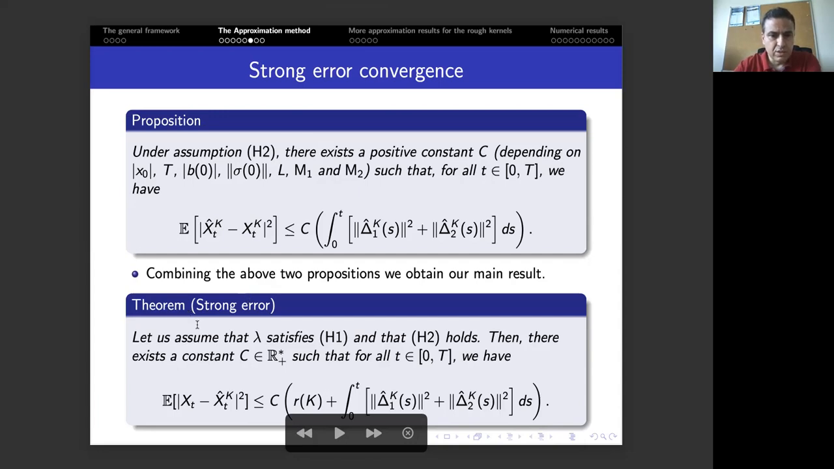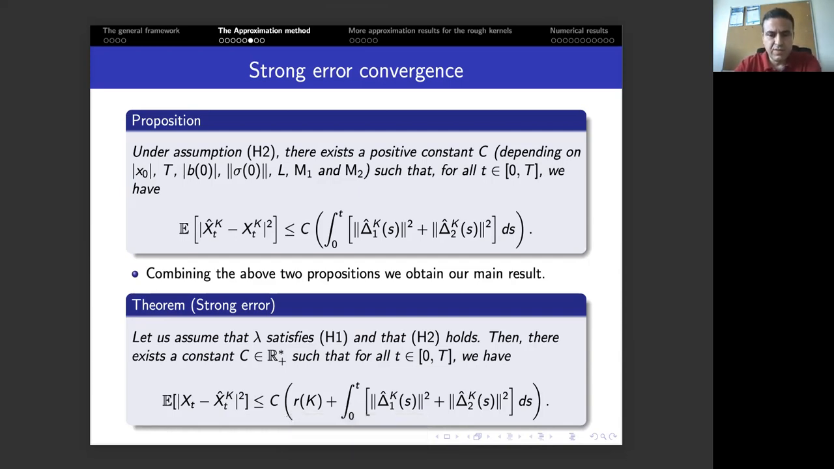Then, if we combine both results, using the two source terms for the error, we get the strong error theorem here. So if we assume that the measure lambda satisfies assumptions H1 and H2, then we are able to have an upper bound for the strong error between our original stochastic Volterra equation and our approximation of the truncated stochastic Volterra equation. So our strong error here behaves like L of k plus this upper bound that depends on delta hat 1k and delta hat 2k. So this is the general result.